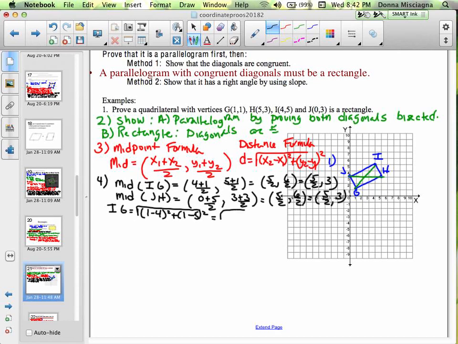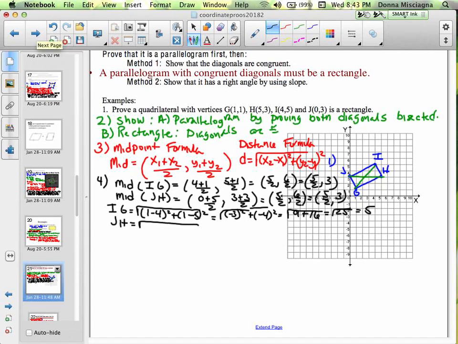And that would be 1 minus 4 is negative 3. The whole thing is squared, including the negative, plus 1 minus 5, that'd be negative 4. Whole thing is squared. So negative 3 squared, that's 9. Negative 4 squared is 16. Add them together. That's 25. The square root of 25 is 5. Let's do the same thing, but with the other diagonal, JH.